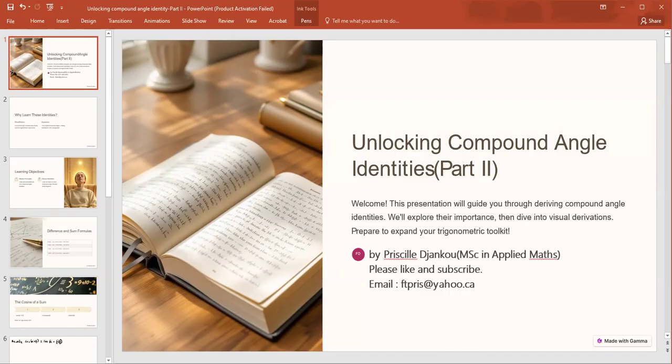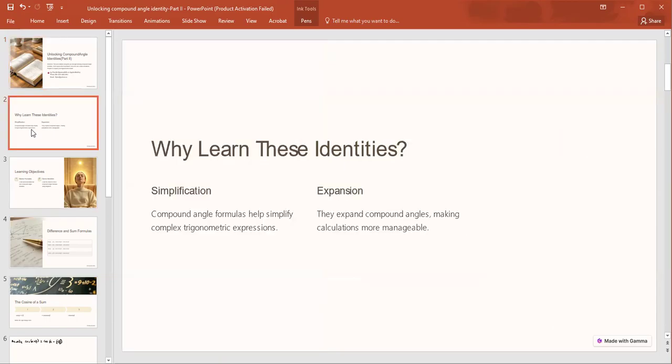Throughout the session, we will guide you through deriving compound angle identities. We will quickly discuss the importance and then we will dive into derivation. So, prepare yourself to expand your trigonometric toolkit. Why is this important? This learning unit is very important because compound angle formulas help simplify complex trigonometric expressions. Take note that the expanded form of compound angles makes calculation much more manageable.